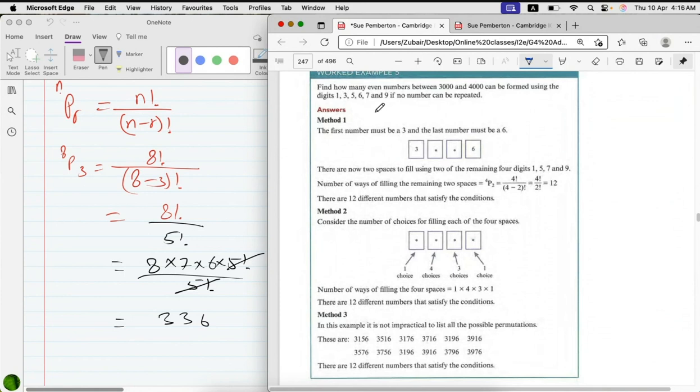Once we do that, what are we left with? 3 is done, 6 is done. We are left with 1, 5, 7, 9, 4 choices. Out of those 4, we can now select only 2. So that is why we are making 4P2, because order and arrangement does matter here. So 4P2, this is your answer. 12 different numbers can be made if it has to be between 3000 and 4000, and if it has to be even.